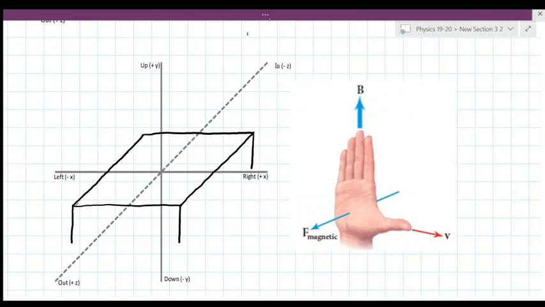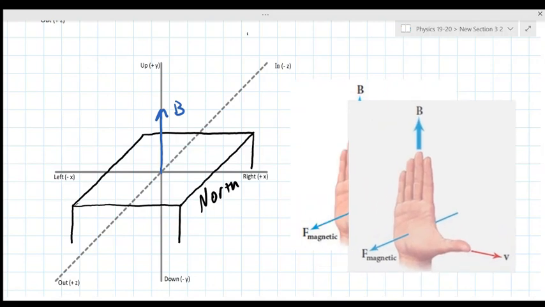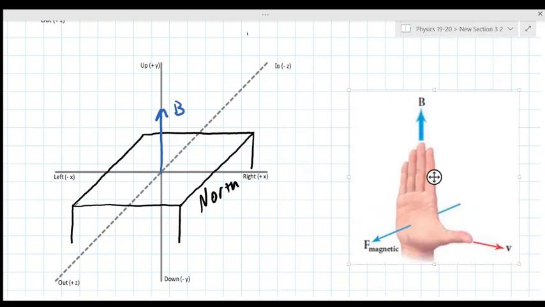Let's say this is a magnet, and let's say that it is the north side of a magnet. If you've watched the previous videos, we know that the magnetic field for the north side of a magnet goes outward. So the magnetic field would be up here. Let's send a charge through this field in a couple of different directions and see if we can determine the direction of the magnetic force acting on that charge.